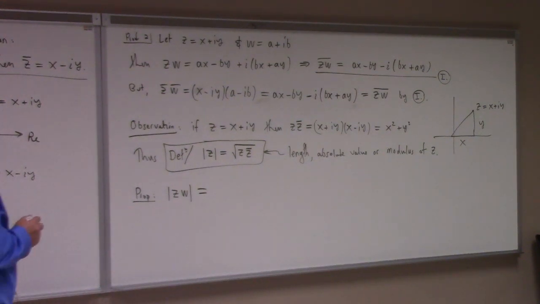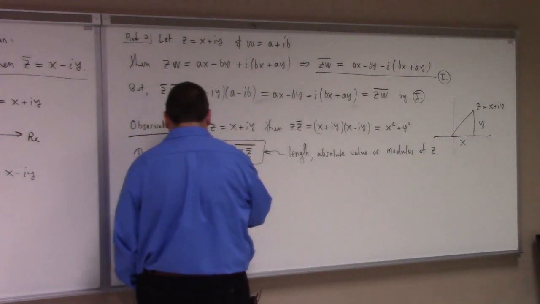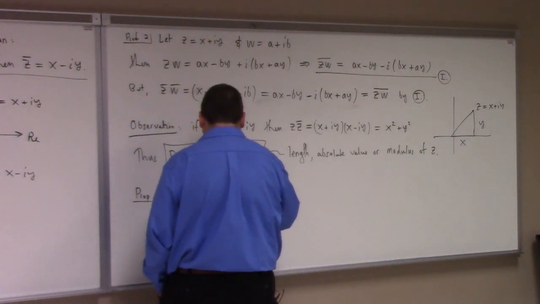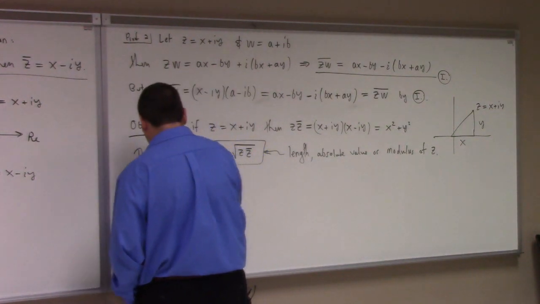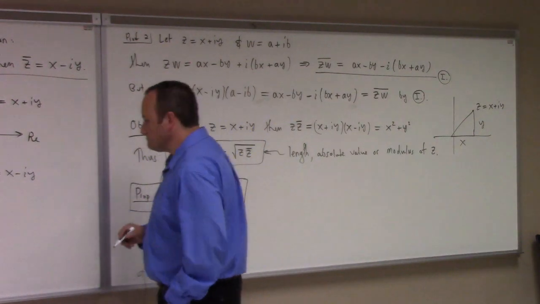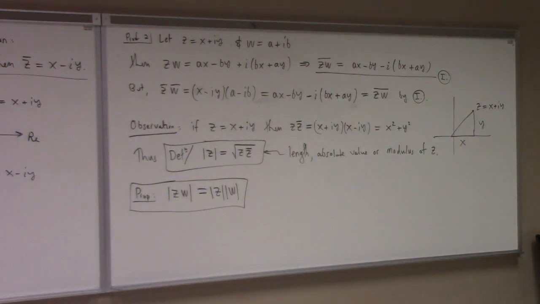In fact, it is the product of the lengths of those numbers. That is almost a corollary to what I have on the board. Let me go through the proof for you.